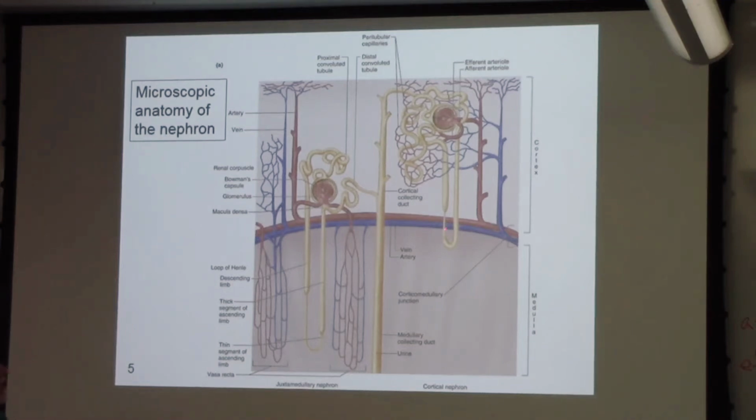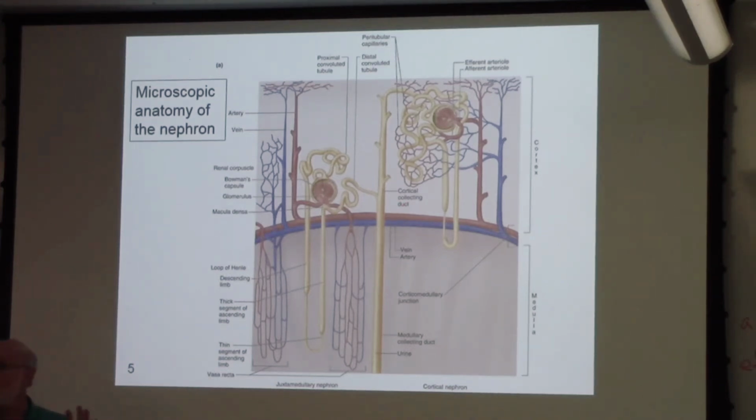No, I mean, there would be a vasa recta here, on this short loop of Henle. And there's certainly peritubular capillaries around this set of tubules. So peritubular capillaries surround both types, both the cortical and the juxtamedullary nephrons.